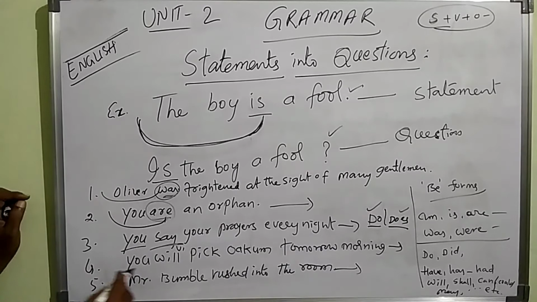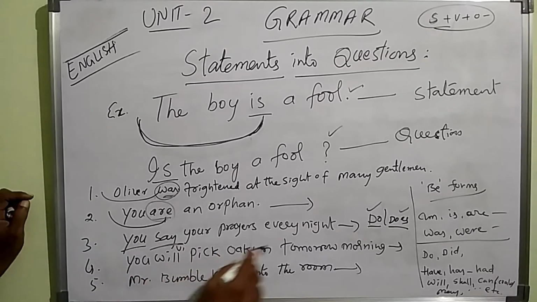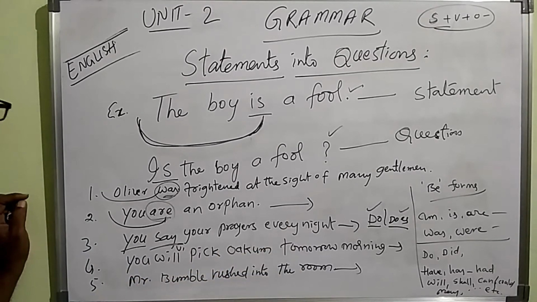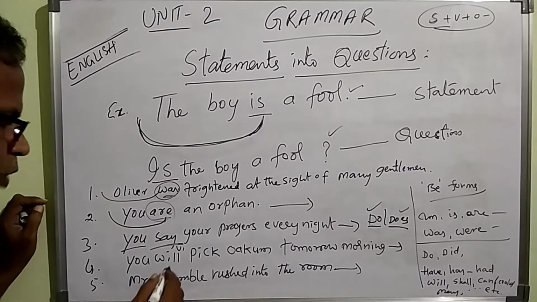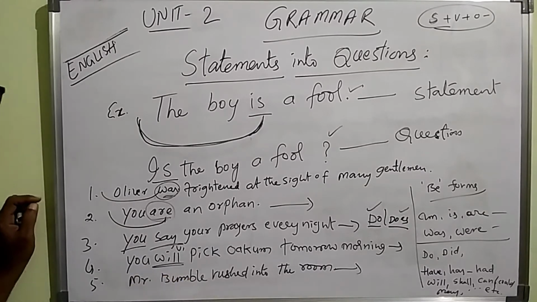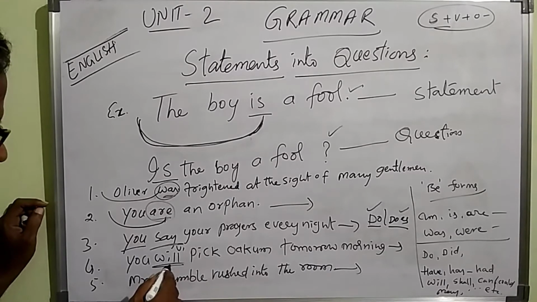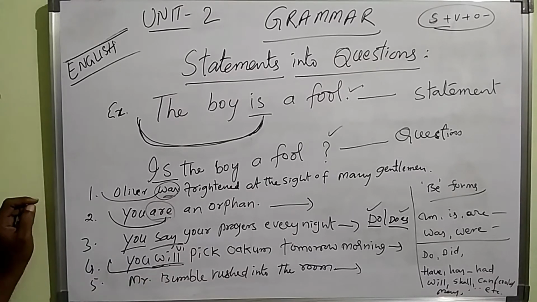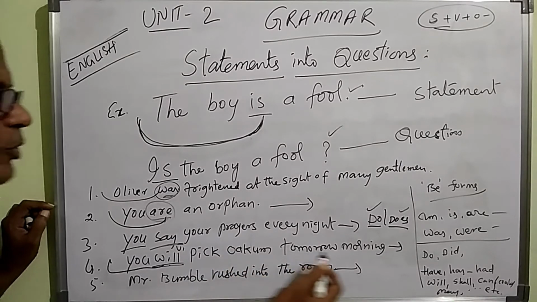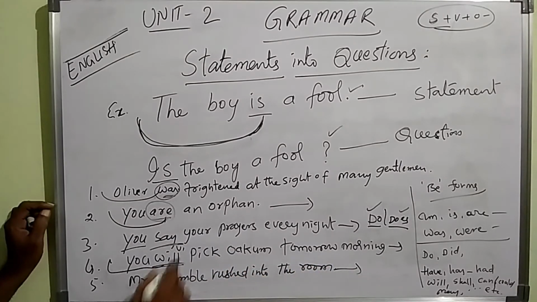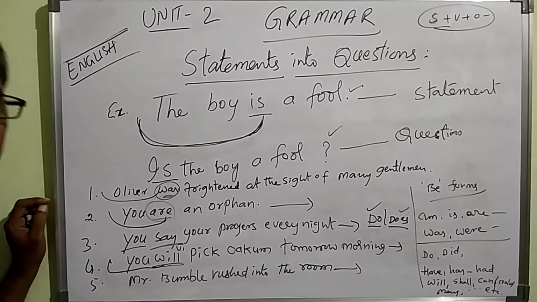Next, you see: you will pick vacuum tomorrow morning. This is the same kind of statement. So what helping verb is given to you? Will. In this sentence, will is given to you. Do you understand? If you take this helping verb will and add it to the beginning of the statement, it becomes a yes or no answer question. Will you pick vacuum tomorrow morning?